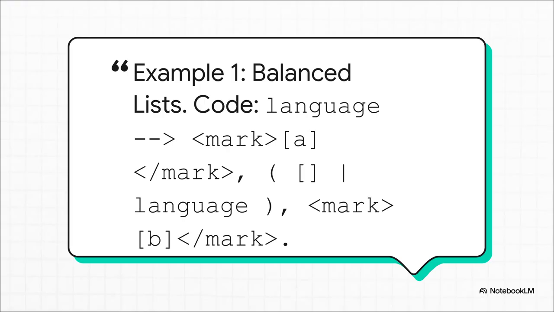Okay, let's start with this gem from the Reddit thread. It's this tiny recursive rule that checks for balanced A's and B's. Here's how to read it. A valid language is an A followed by one of two things, either nothing at all or another valid language. And then the whole thing is closed off by a B. That little piece in the middle, the recursion, that's the magic.